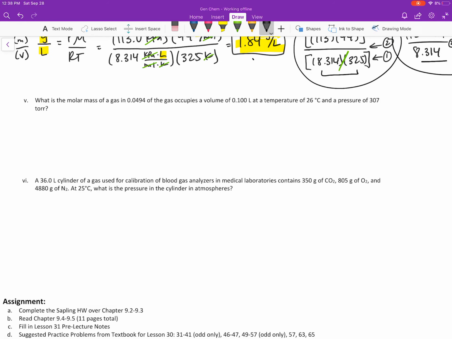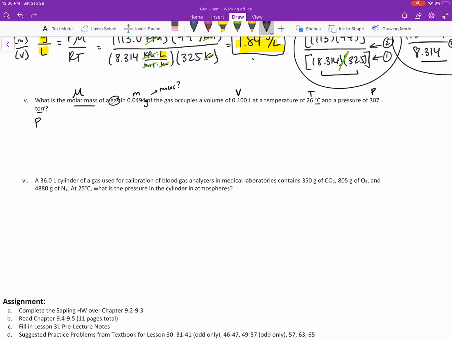All right, so what is the molar mass of a gas if I have 0.0494 grams, so that's a typo, grams of the gas that occupies a volume of this at a temperature of that and a pressure of that? Okay, so there's a couple of things here. Celsius is not going to fly, and torr is not going to fly. I don't know the identity of my gas, so I can't this time convert to moles. Okay, that's actually what I need to solve for, is the number of moles.